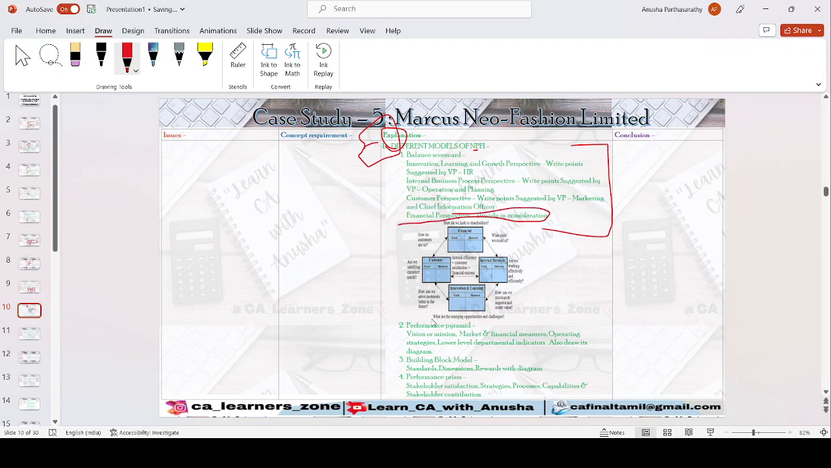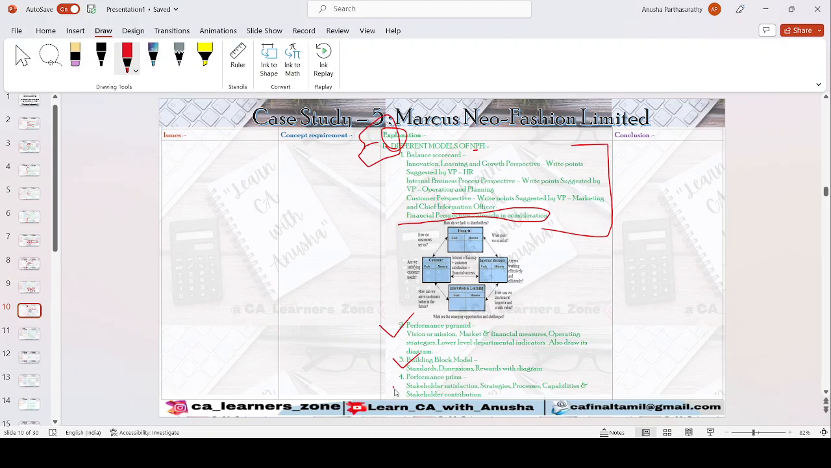Then the performance pyramid, which means vision or mission, market and financial measures, operating strategies, and lower level development indicators. We have already put up a video on this. If you want to know more about it, you can refer to that video. Then the building block model, we have standards, dimensions, and rewards, and we have already discussed this in case number 2. You can refer to it again.